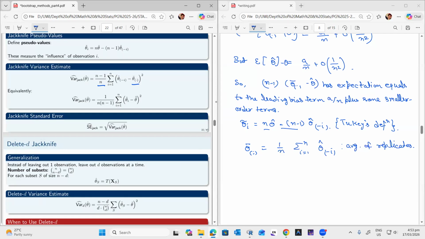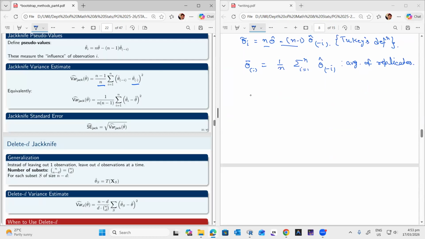All right. And it is very crucial. It scales the variability of the replicates to estimate the variance of the full sample estimator. All right, how will it work? As I told you earlier, consider the simple case here.